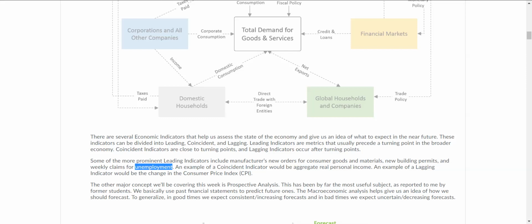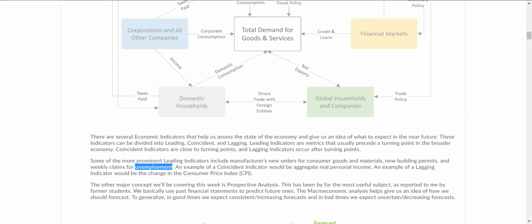So you'll see fewer new orders. You'll see fewer new building permits because demand is going down. Things like that. Coincident indicators are usually happening close to a turning point, and lagging indicators occur after a turning point. So you see less of a focus on those whenever people are trying to predict another economic downturn.